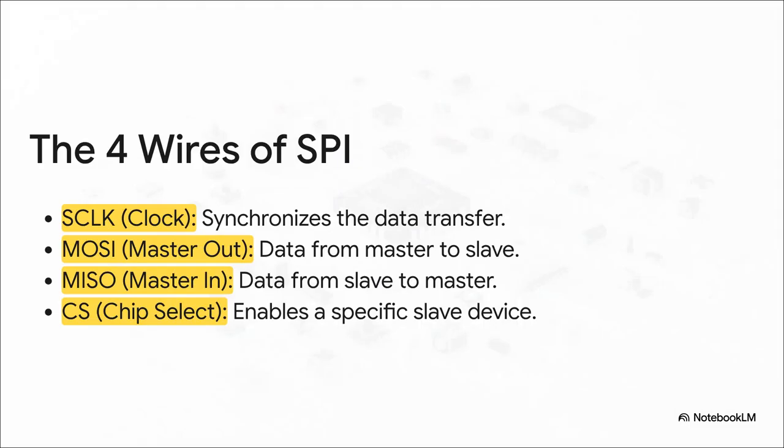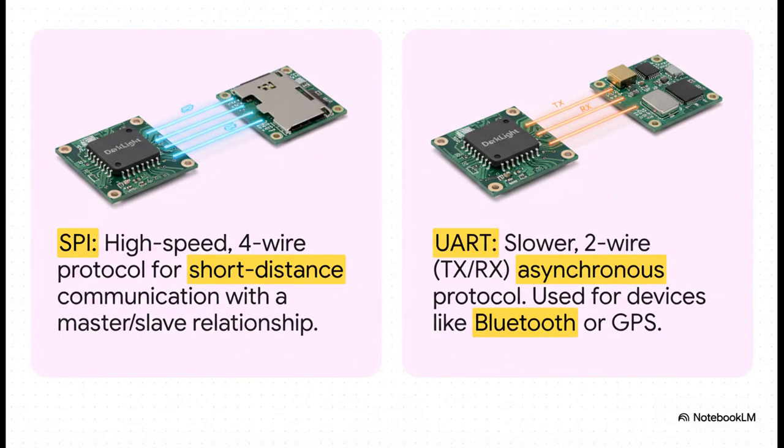One of the most common high-speed protocols you'll see is called SPI. It uses 4 main wires. You've got a clock to keep everyone in sync, a MOSI line for our DarkLight, the master, to send data out, a MISO line for the other device, the slave, to send data back, and a chip select line so the DarkLight can pick which specific device it wants to talk to. But SPI isn't your only choice. It's always about using the right tool for the job.